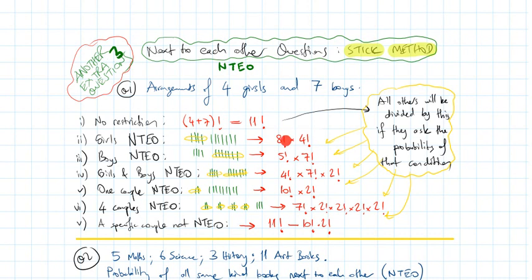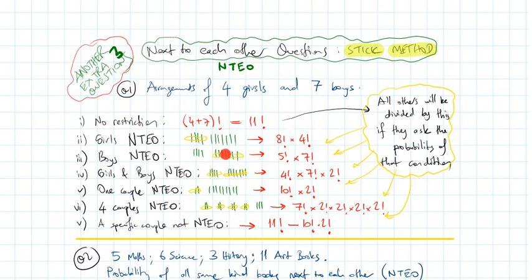Alright, now, girls next to each other, remember the stick method, we draw the sticks, so we end up with 4 girls and the other 7. So 4 girls make like a fat girl and we have other 7 guys. So that's 1 fat girl plus 7 people. So it's 8 factorial times the girls can be arranged in between. And when the boys are next to each other, we stick them together. So it's 4 girls and the fat boy, so it's 5 factorial. This 7 comes because boys can be arranged in between.